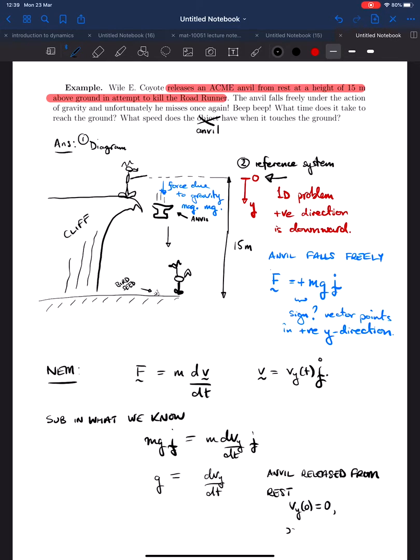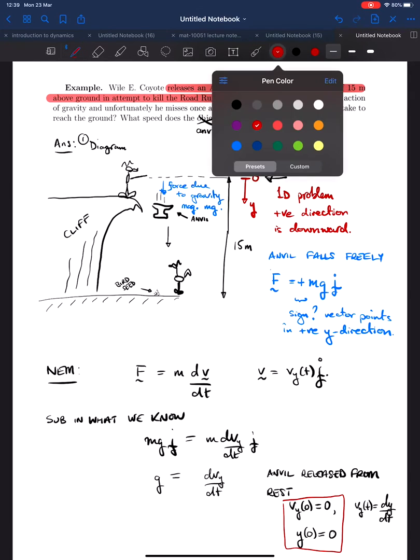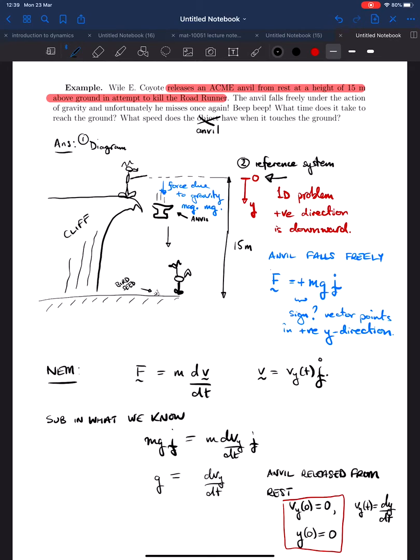So our velocity vector, remember, Vy of t is dy by dt. The displacement y of 0 is therefore going to be 0. So those are our important initial conditions to remember. If you're in the dark, try and review the previous examples where we actually used such conditions.